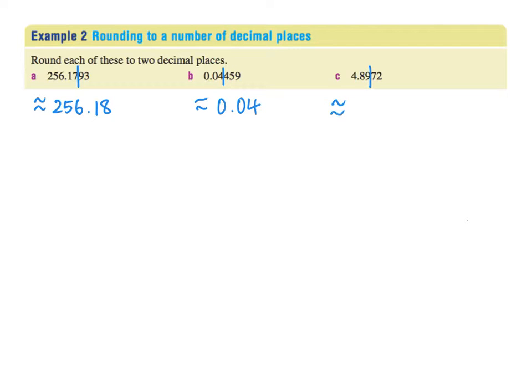And lastly, this one here is going to be 4.89, and if we have a look after the 9, we have a 7. So that 7 says that we need to round up. So if we round the 9 up, it would go to 10, which would then also affect the number to the left as well. So it would affect the tens column too. So it would be 4.90, rounding to 2 decimal places.